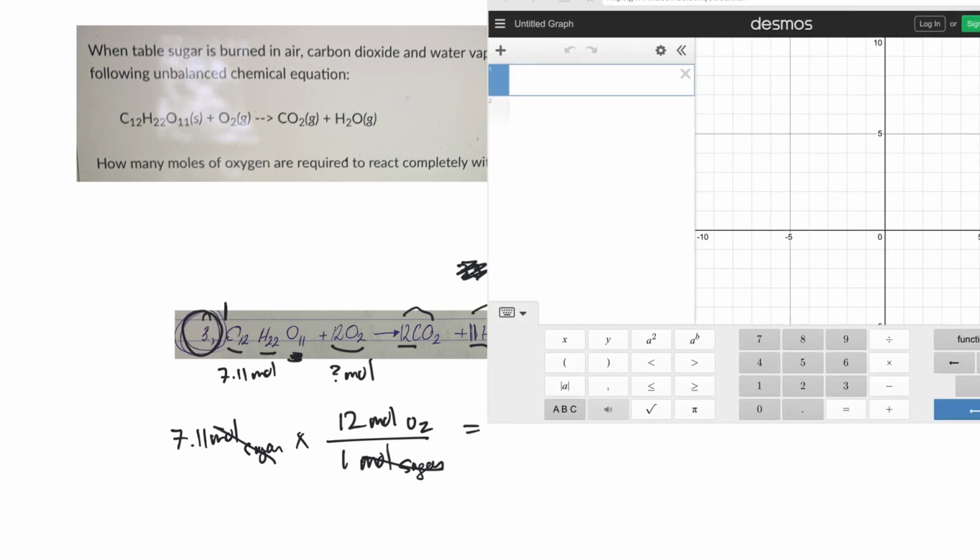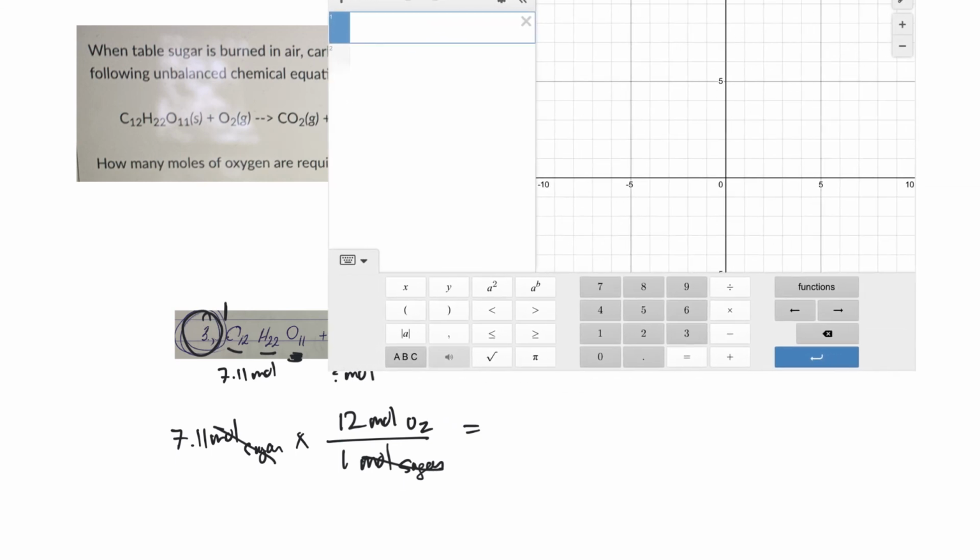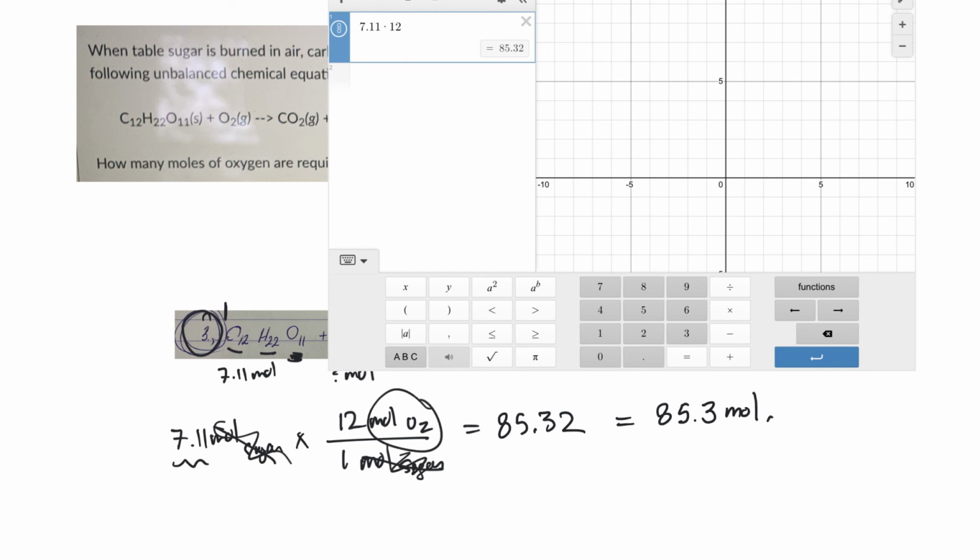Okay, what's my number? All right, 7.11 times 12 divided by 1. It's not going to change anything. 85.32. Originally I've got 3 sig figs, so I've got to cut it down to 3, so it'd be 85.3 moles of oxygen.